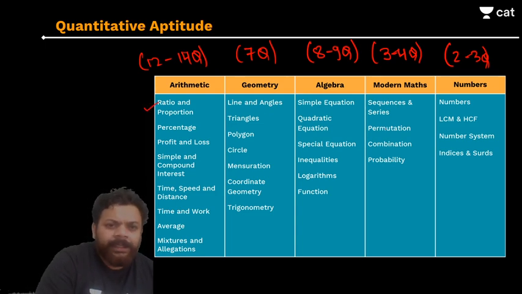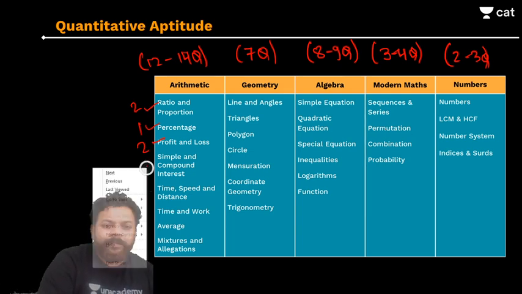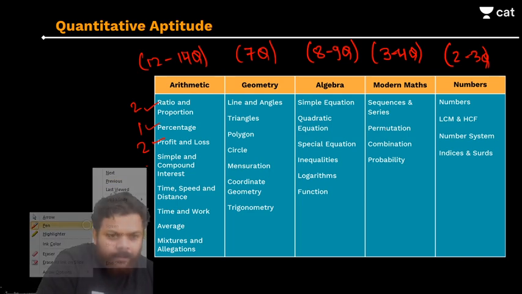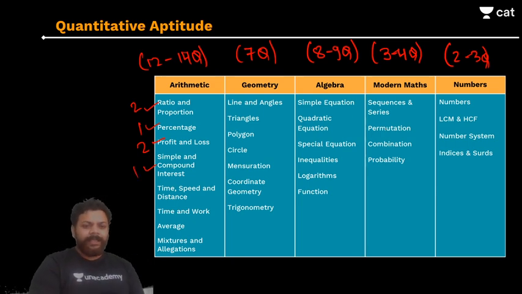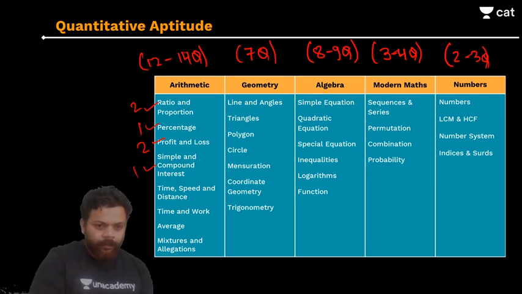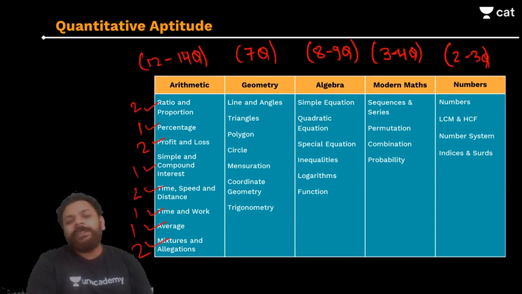From ratio and proportion you can get 2 questions. From percentage you can get 1 question. From profit and loss you can get 2 questions. From simple and compound interest you can get 1 question. From time, speed, distance you can get 2 questions. From time and work you can get 1 question. From average 1. From mixture and alligation you may encounter 2 questions.